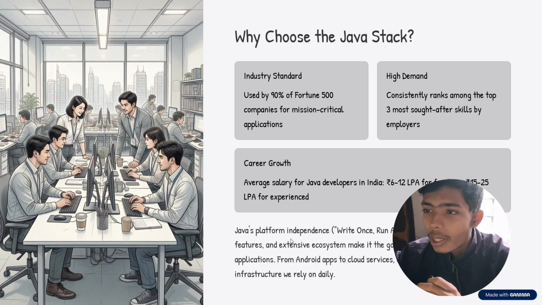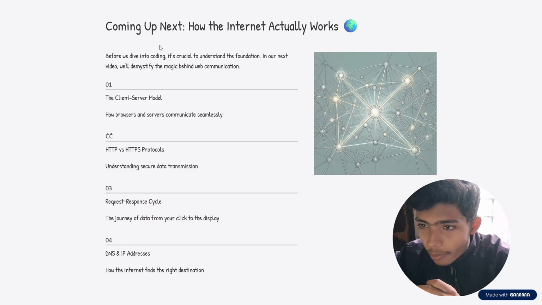Coming up next: how the internet actually works. Before we dive into coding, it is crucial to understand the foundation. In our next video, we will uncover the magic behind web communication. First of all, we will learn about the client server model, how the browser and server communicate with each other. Then we will learn about HTTP versus HTTPS protocols, understanding secure data transmission. The third one is the request response cycle, the journey of data from your click to the display. Like if you have a web page, when you click, how it works and how the data comes. The next one is DNS and IP address, which tells how the internet finds the right destination.